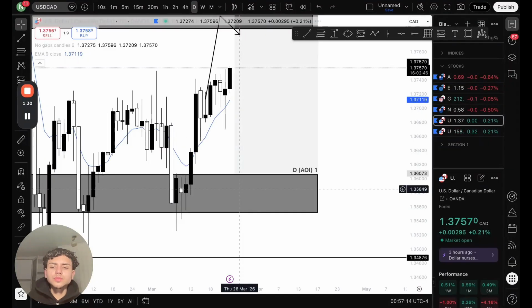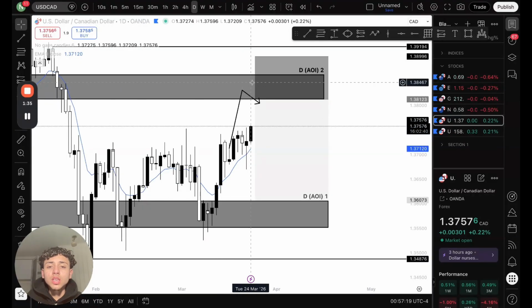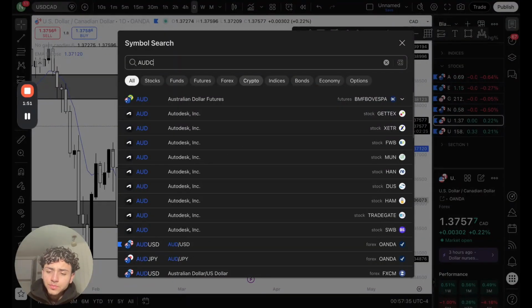Then we go to USD CAD. Okay, great. For USD CAD, we're still waiting for the candlestick to get all the way to the area of interest. So as I said, for this pair I'm just going to be getting into it next week, not this week. And then we have AUD CAD.